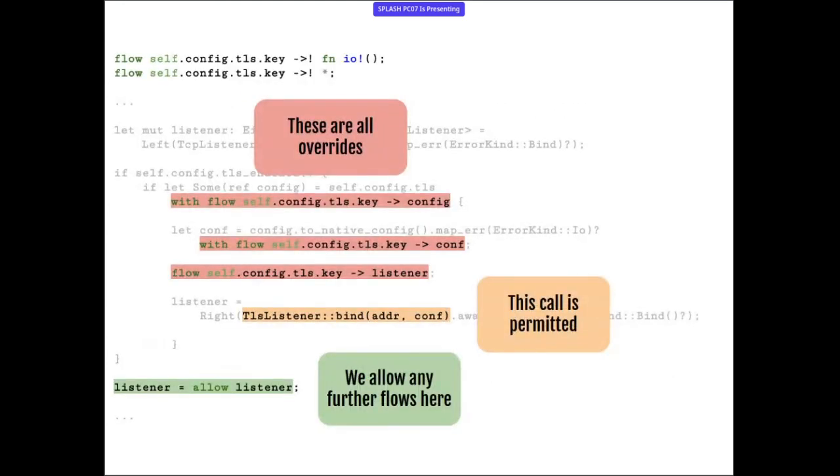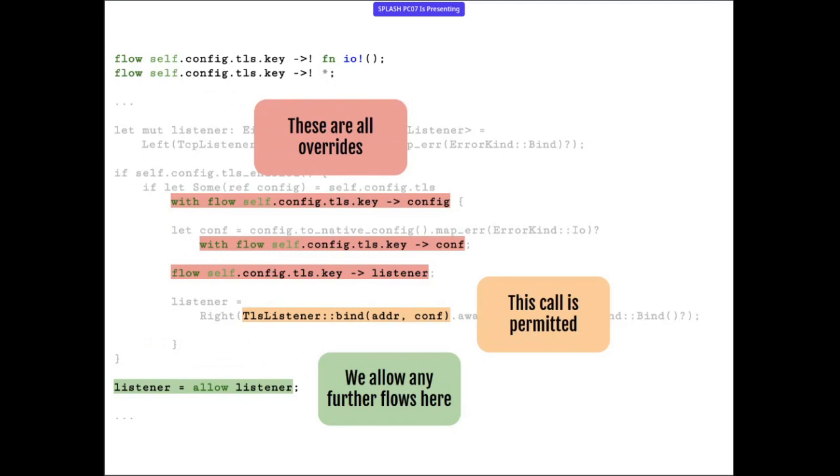Right. So these are all overrides, like I mentioned, and because all of these are overrides, this call right here is permitted specifically because of this. So this allows the key data to flow to the listener local variable, and this function doesn't use any side effecting things. We know that from our analysis. We know transitively it doesn't have any side effecting functionality inside of it.